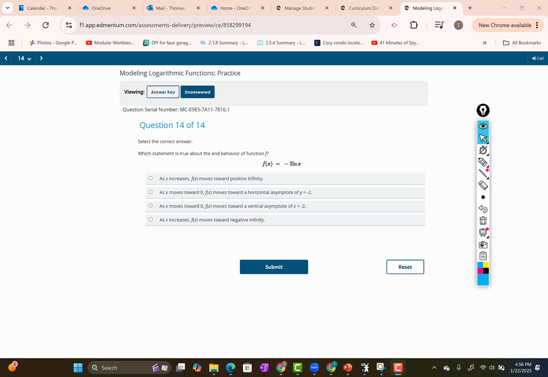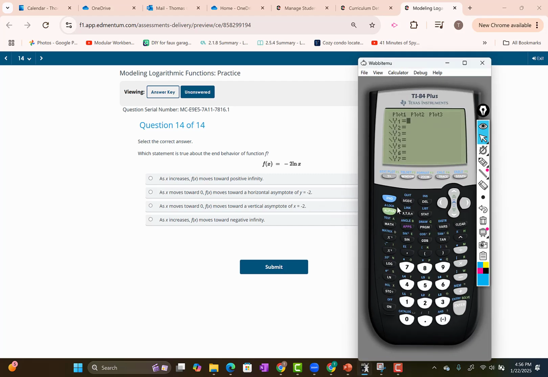Question 14. Which statement is true about the end behavior of function f? F of x equals negative 2 times ln of x. So we see the four choices. I'm going to go straight to putting this in my graphing calculator.